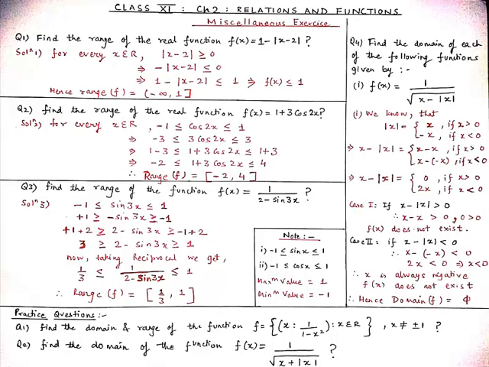Now our fourth question for today is: find the domain of the following function given by f(x) = 1/sqrt(x - |x|). We know that the modulus function |x| is equal to +x for x greater than 0 and -x for x less than 0. Therefore, the denominator, which is x - |x|, should not be equal to 0, because if it is 0 then our function will become undefined.